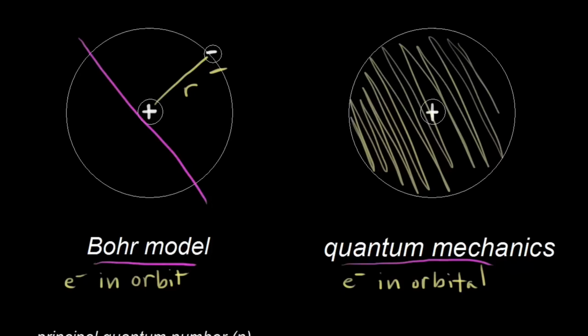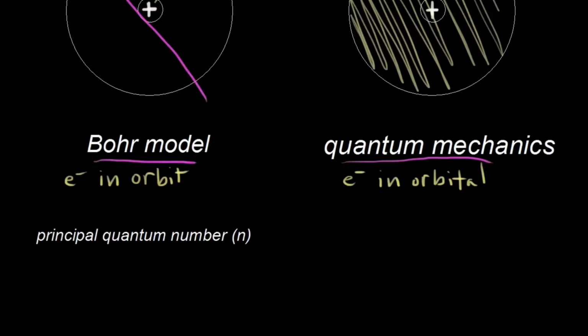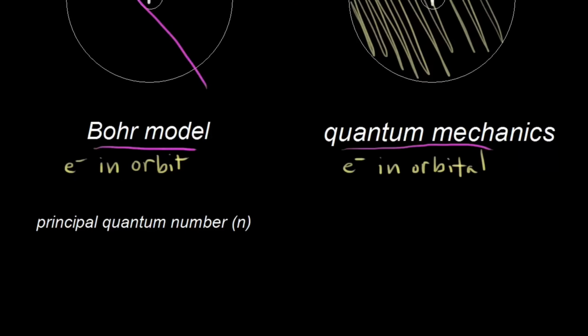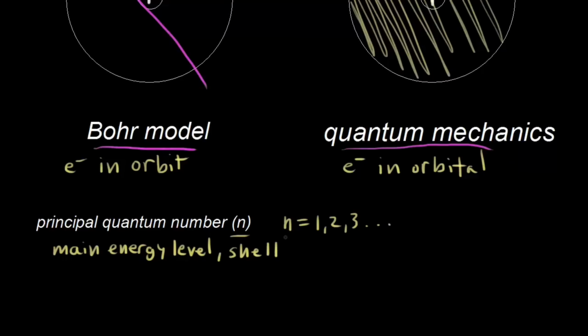So let's look at the first quantum number here. This is called the principal quantum number, and it is symbolized by n. n is a positive integer, so n could be equal to 1, 2, 3, and so on. It indicates the main energy level occupied by the electron. So this tells us the main energy level, and you might hear this referred to as a shell sometimes. So we could say what kind of shell the electron is in.